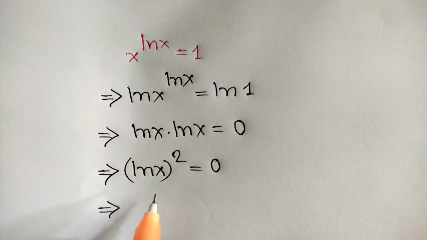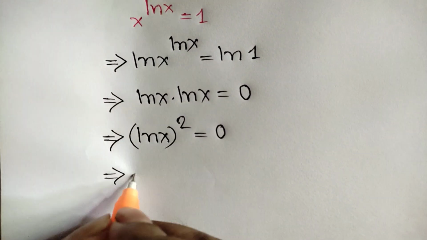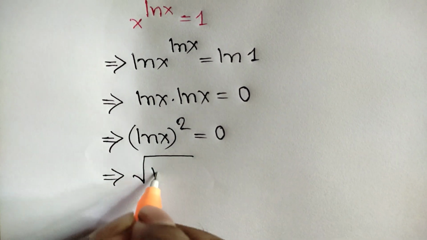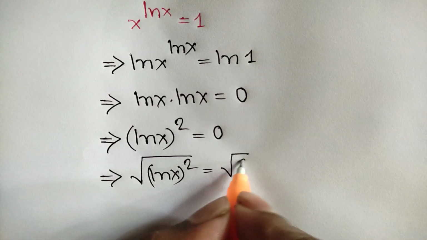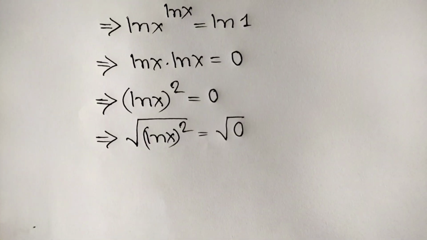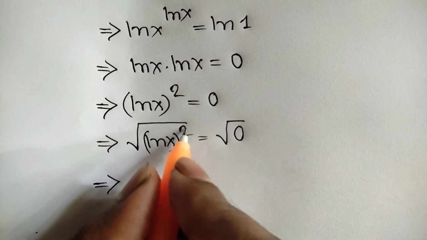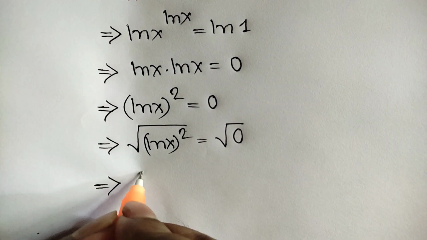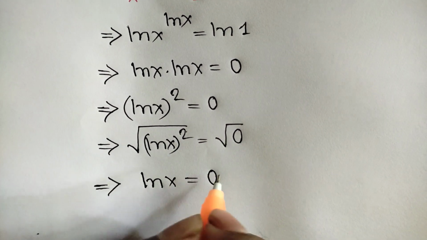Taking square root to both sides we can write here square root of ln of x whole square is equal to square root of 0. This square cancels out this square root, so it will be remaining ln of x is equal to square root of 0, that means 0.